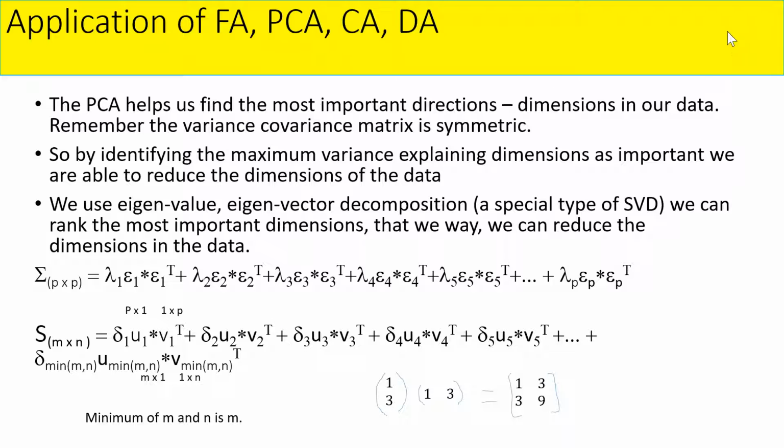So eigenvalue decomposition says I am able to decompose the total variance into dimensional variance, each of the dimensions with its own variance. It is a sum of the individual dimensions' variance that explains the total variance. The total variance is the sigma, which is the variance covariance matrix. Everybody got it so far?